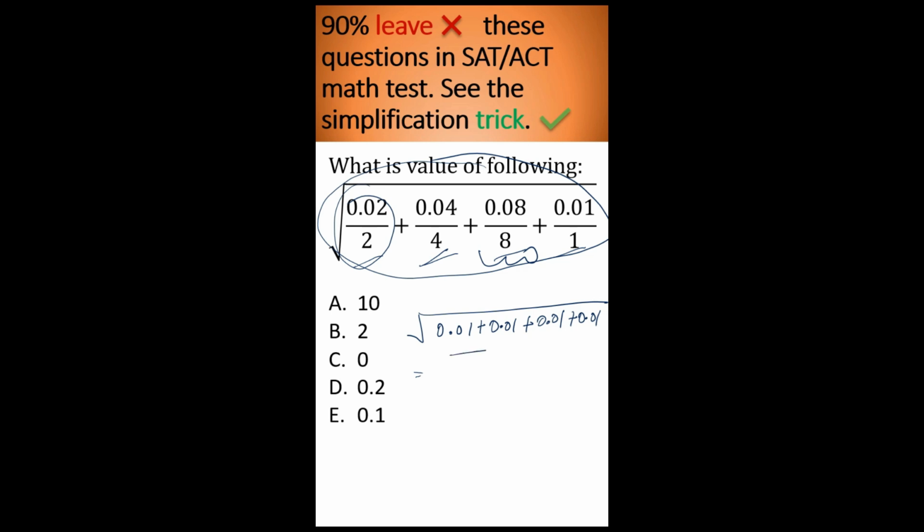So what we have is 0.04 within this big square root. Now using a calculator, you can see that the answer will be just 0.2. So option D should be our answer.